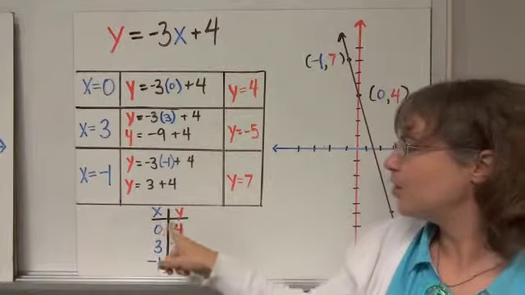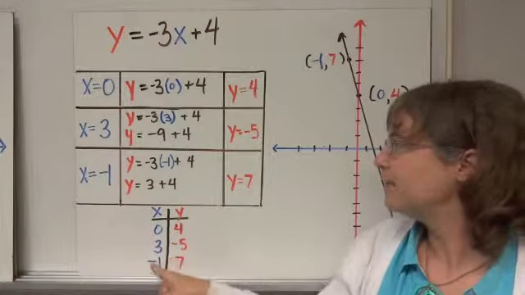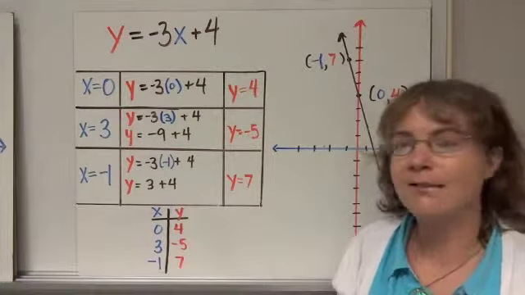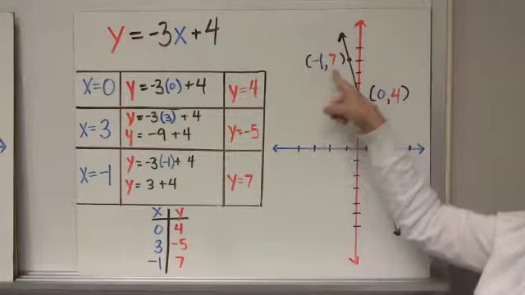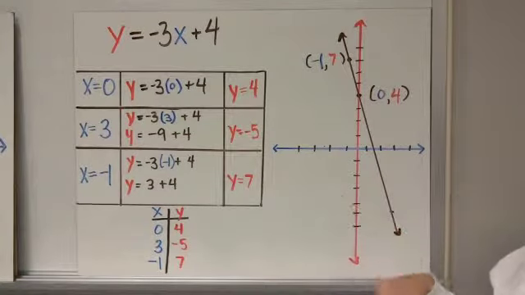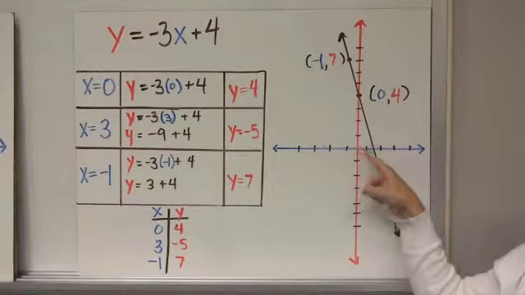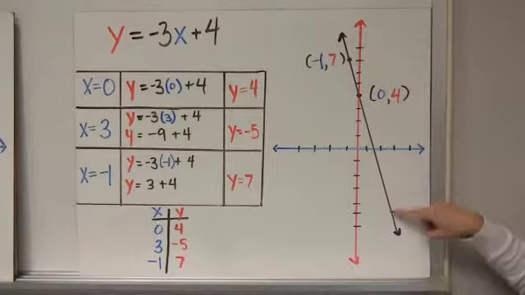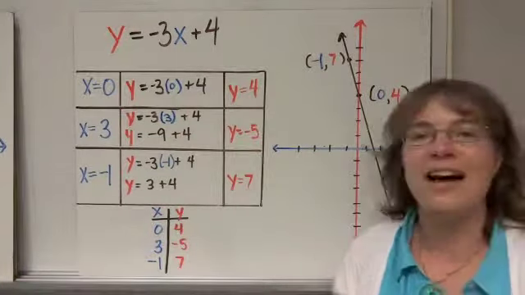And again, I can do my t-chart. I have my coordinate points 0, 4, 3, negative 5, and negative 1, 7. I can plot 2 of those points on here. I plotted negative 1, 7 and 0, 4, and I drew my line in there, and I can use my third point as a checkpoint. And my checkpoint is going to be 3, negative 5. So I go over 3, and I go down negative 5, and yep, it's on the graph. That's my checkpoint, and I have graphed that line.